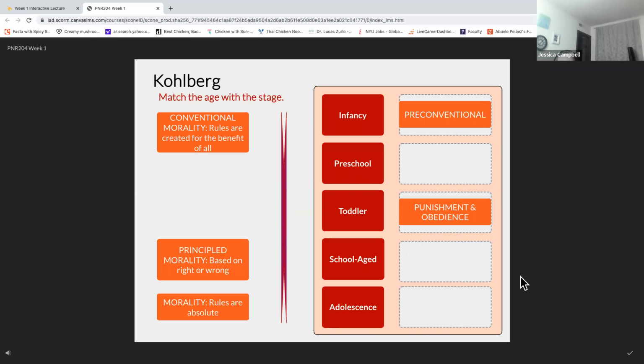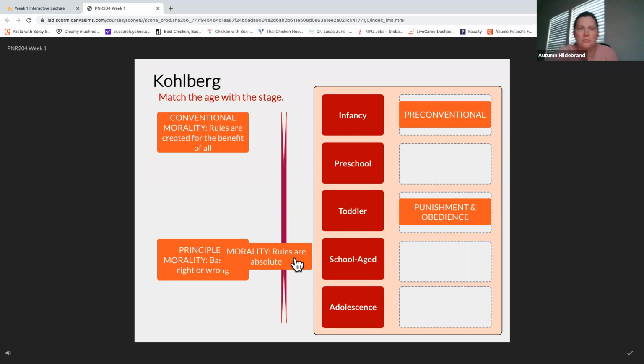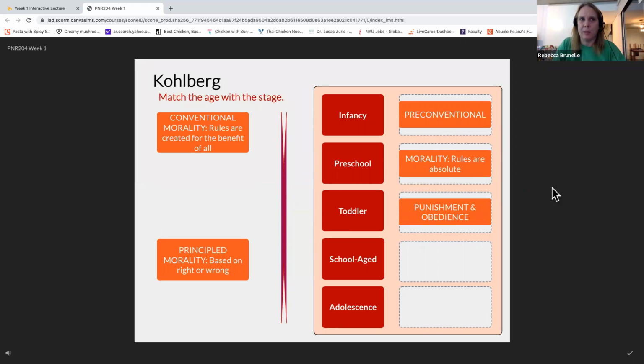Morality. Yeah, eventually you're going to get to morality, but is it conventional? So the rules are absolute. You start out as a toddler, you don't want to do it because you don't want to get in trouble. Then a little bit more complex than that, you're not necessarily thinking only in terms of punishment, but rules are black and white. Like there's never an exception to the rule.